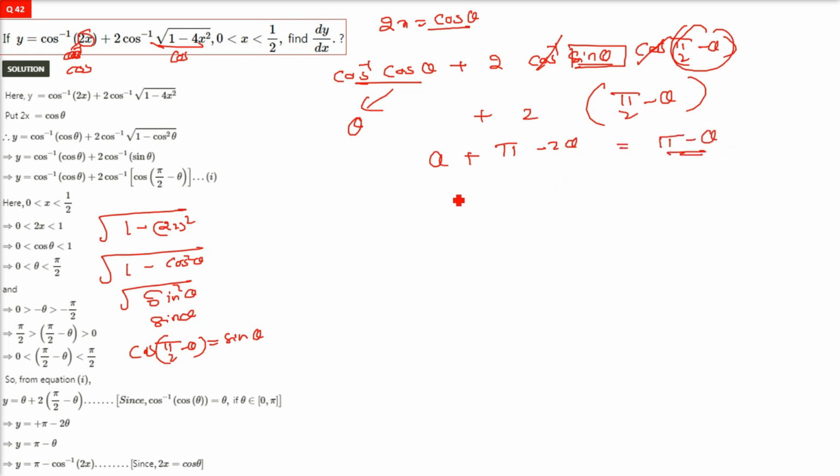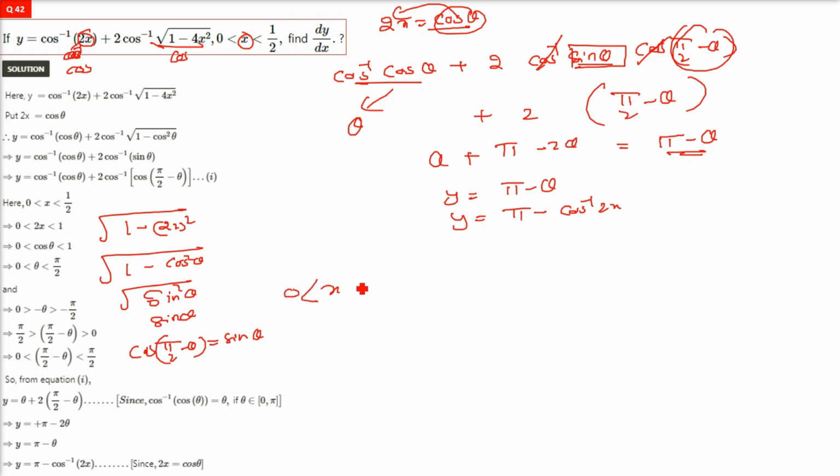So you have pi minus theta that you have to differentiate. Y equals to pi minus theta. Pi minus theta will be equal to what? It will be cos inverse 2x. So put it here. Cos inverse 2x. Because 2x was already taken as cos theta. Now before we actually differentiate it, we have to check for theta and pi by 2 minus theta.